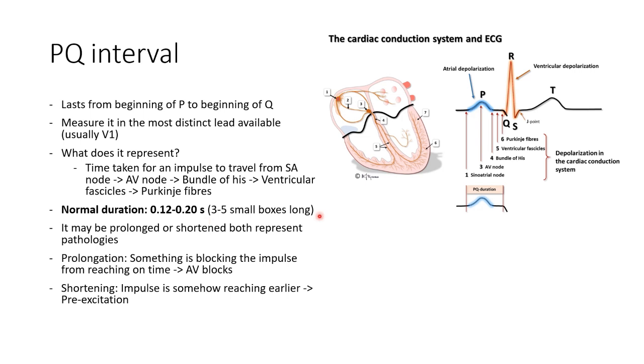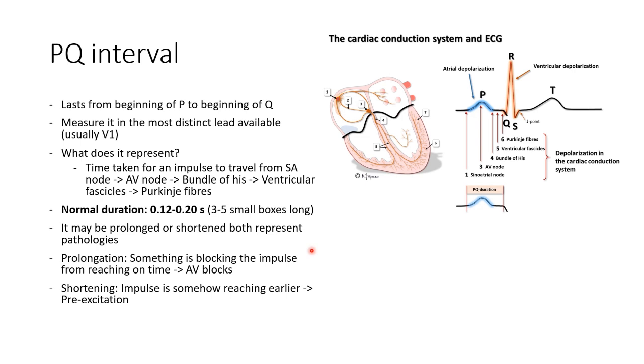And on our ECGs, which are, I believe, 25 millimeters per second paper speed, that would be around 3 to 5 small boxes long. As for pathology, this is normal, but in pathologies, what can happen is that it can be prolonged or shortened. And both of these are obviously pathologies. A prolongation means that something is blocking this impulse from reaching its location on time.